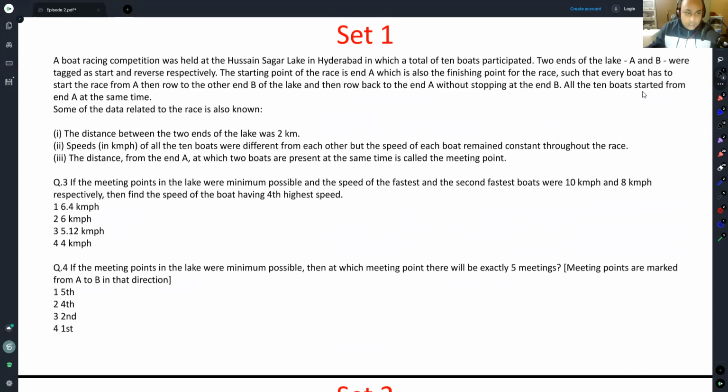Okay. Then find the speed of the boat having the fourth highest speed. The fourth highest speed was for boat 7. The speed for boat 7 will be 5.12 kilometers per hour.